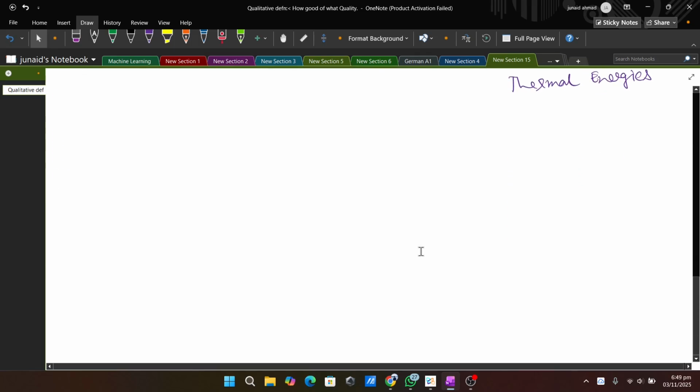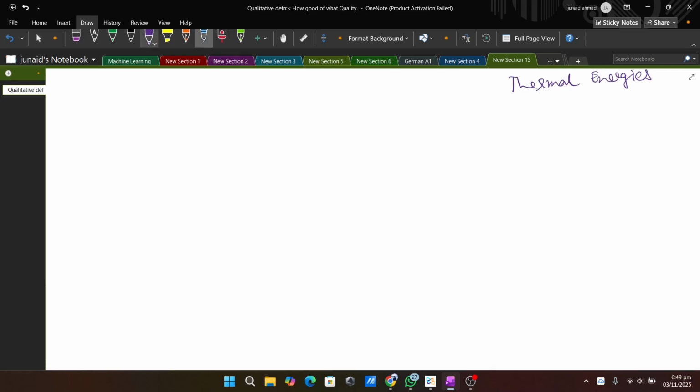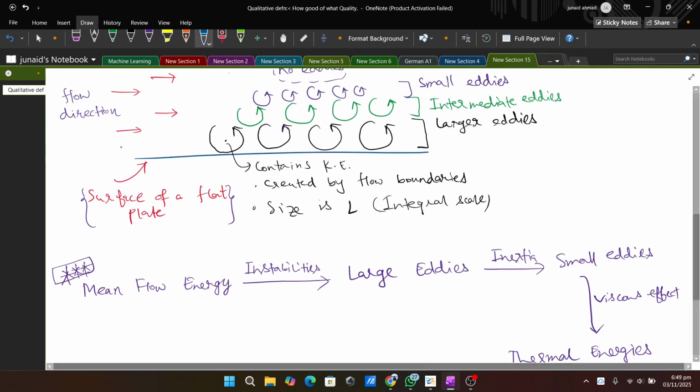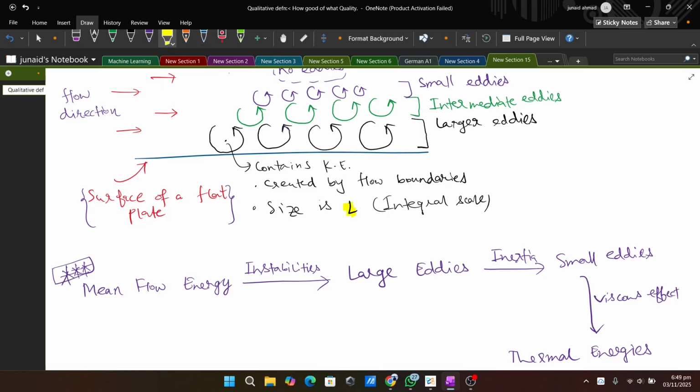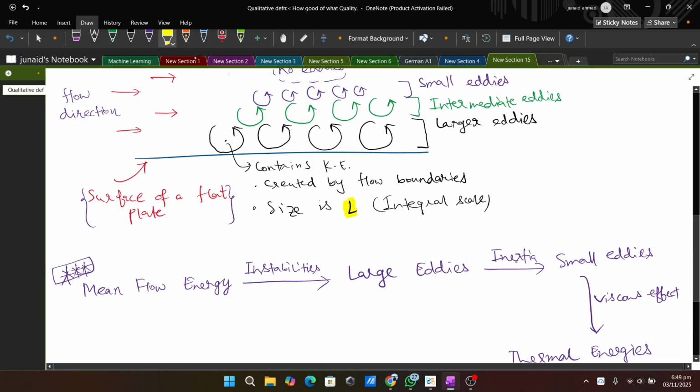Okay, now we are going to talk about scales, as I promised that we will talk about some scales that are very important to understand these things. So we'll be talking about the integral scale. This integral scale, L, I told you is the size of the large eddies. It is formed in the largest region. So what is this size L? We are trying to find that.